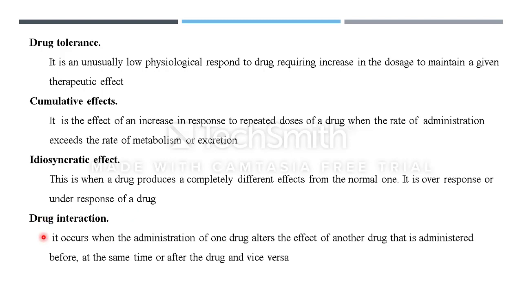The next one I would like to talk about is drug interaction. It occurs when the administration of a drug alters the effects of another drug that is administered before, at the same time, or after the drug, and vice versa. When you take in a drug, and let's say you took two different kinds of drugs at the same time, or maybe one before the other, and these two drugs cause the effect of one to either be low or high, then we say that there has been drug interaction.